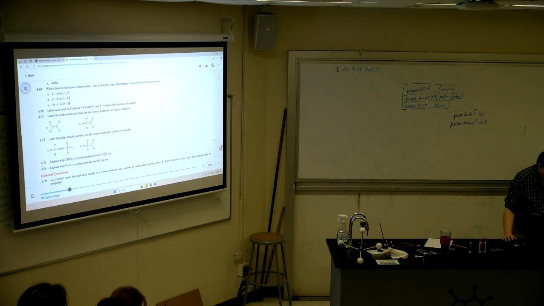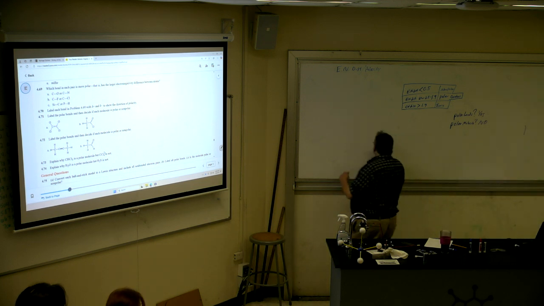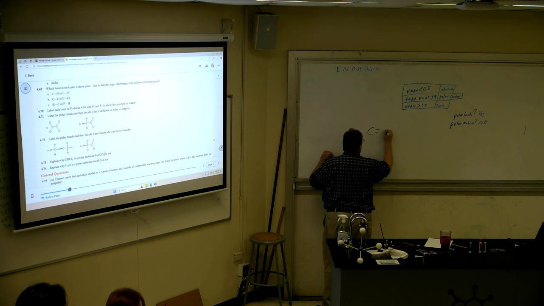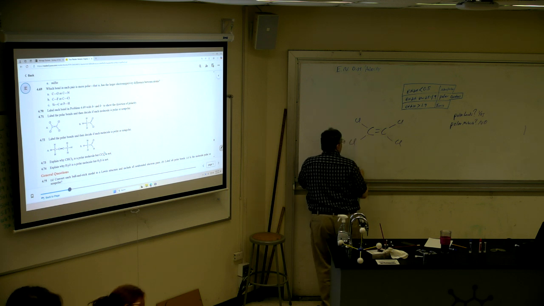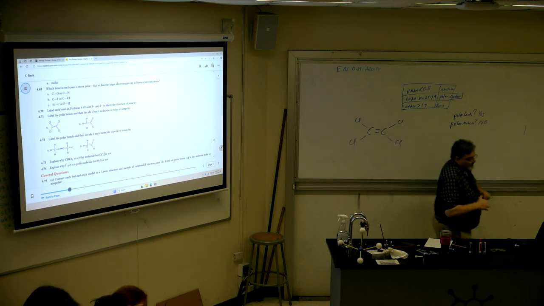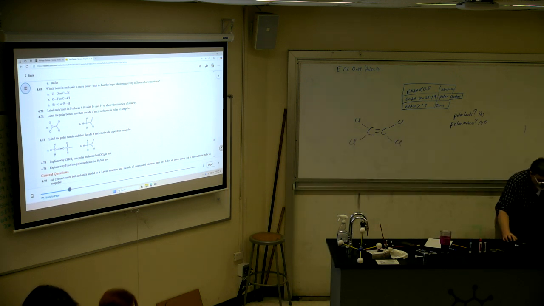4.71, label the polar bonds and decide if each molecule is polar. All right, so I will draw the molecule. All right, is carbon to chlorine polar? That's the first question to ask.